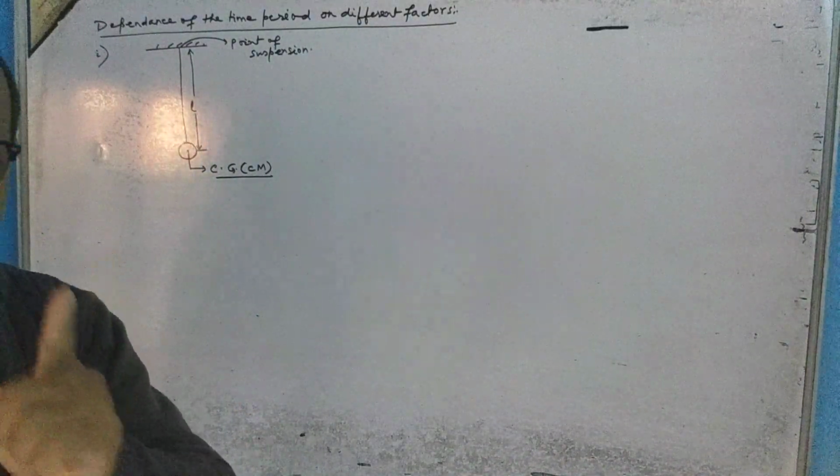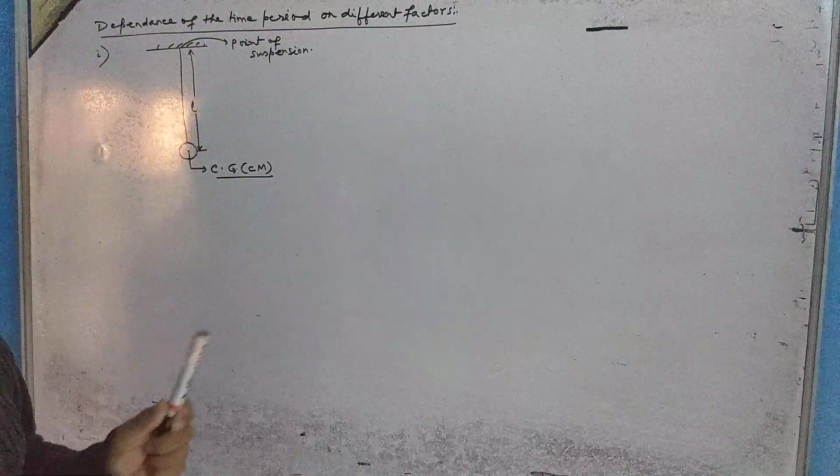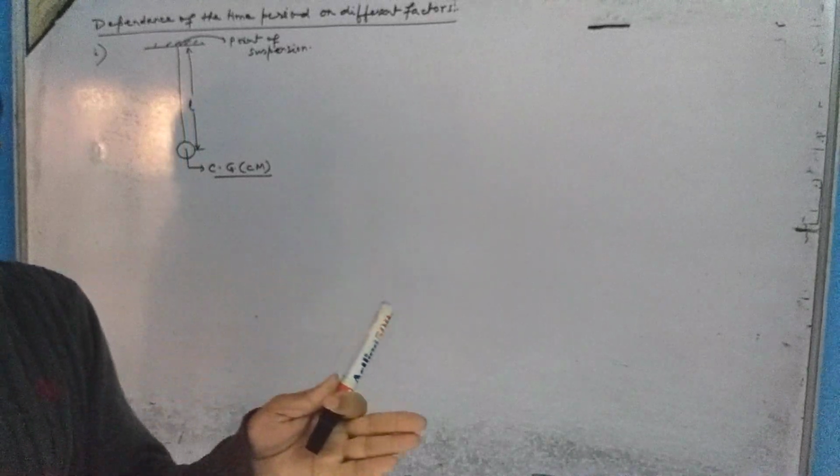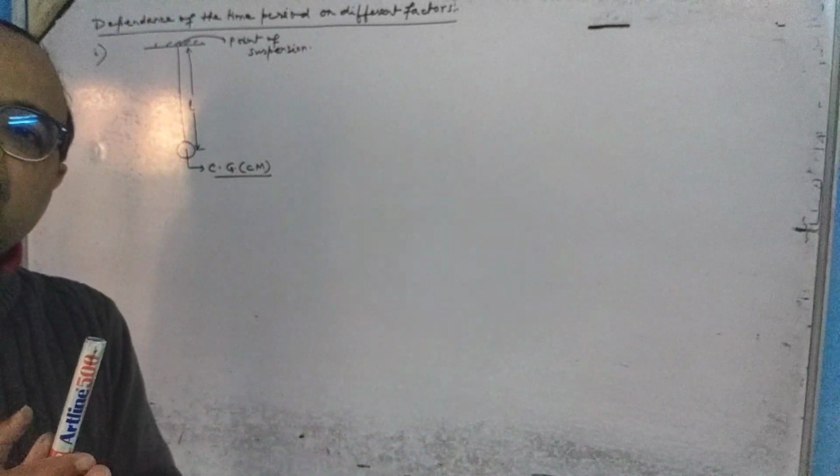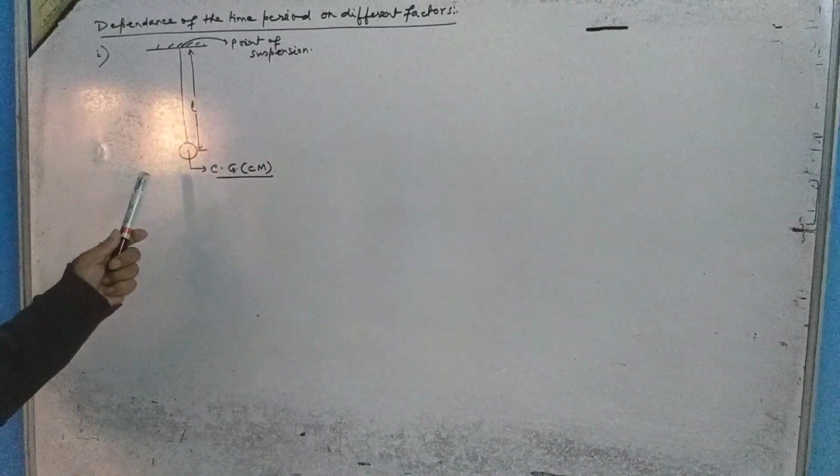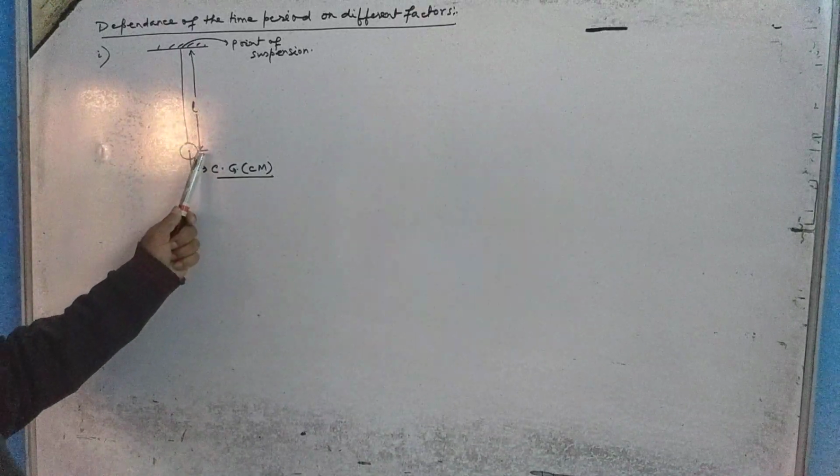Mind this, what is L? L is the length of the pendulum. It is the distance between the point of suspension and the center of gravity. Here is the point of suspension, here is the center of gravity. इन दोनों के बीच की दूरी है. So point of suspension and center of gravity के बीच की दूरी को हम लोग क्या कहते हैं? This distance is called the length of the pendulum.